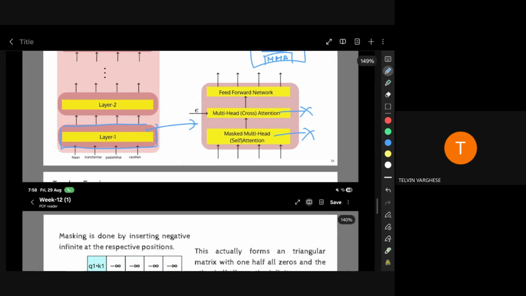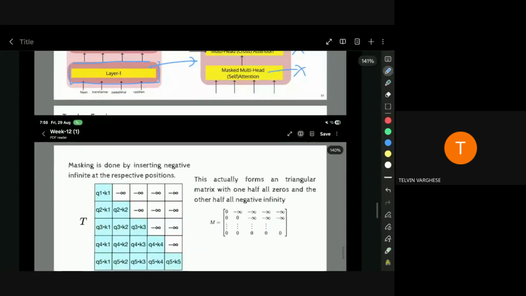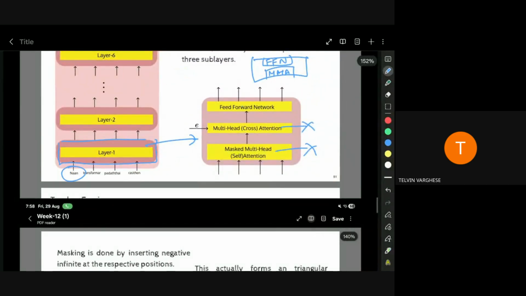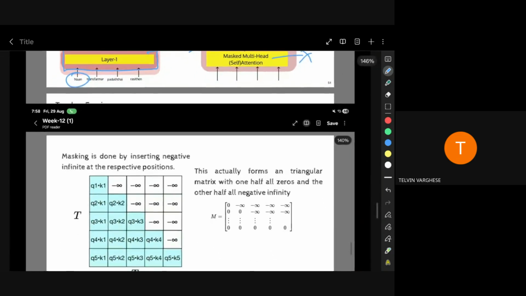And what they've come up with is a solution. Let's say at the first timestamp, I only have one word, this, and nothing else. So that's what I wanted to do. How will I do it? I'll give one input, but I'll mask the rest, so I'll not show it to the decoder.